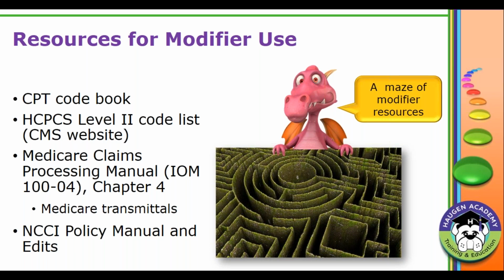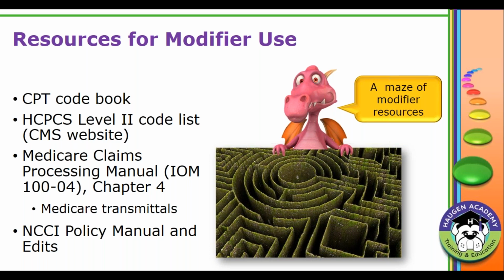Now, those list out all of the modifiers. The CPT book gives you a little bit of instruction on how to use the modifiers that are shown there. HCPCS Level 2 does not give any modifier instruction, but the Medicare Claims Processing Manual, one of the internet-only manuals from CMS, as well as Medicare transmittals, have the bulk of the information that we need in the hospital setting for using those. You will also find information in the NCCI policy manual.